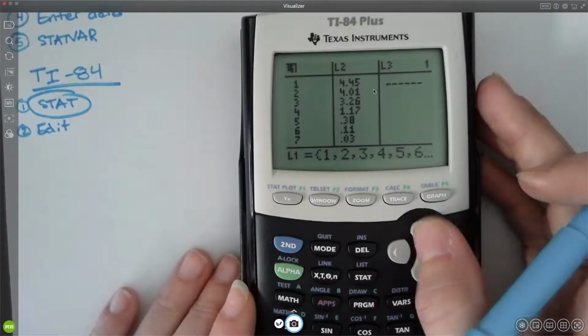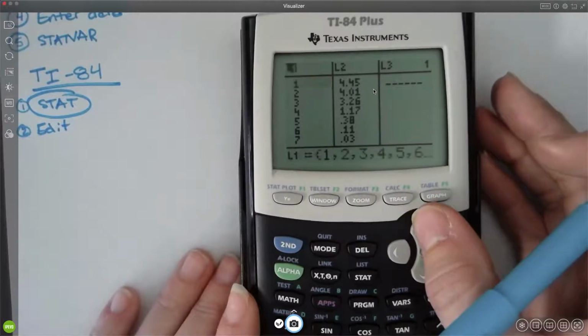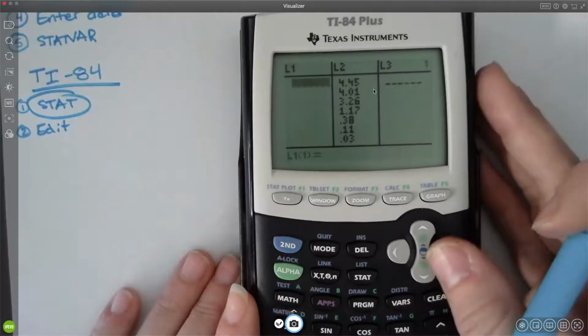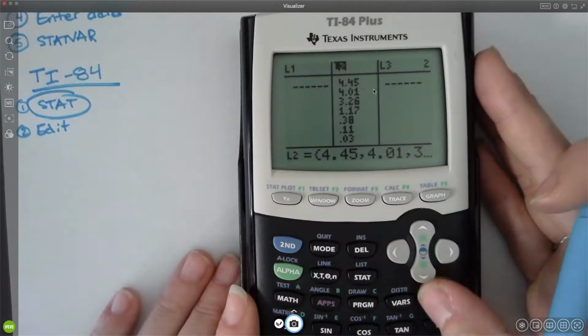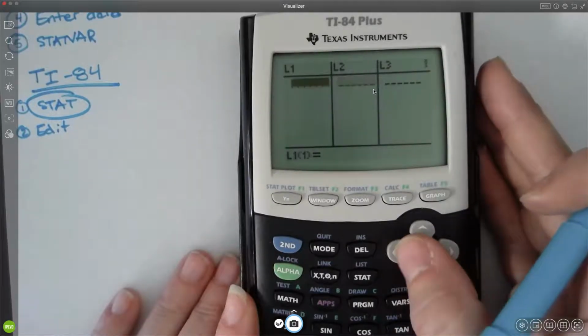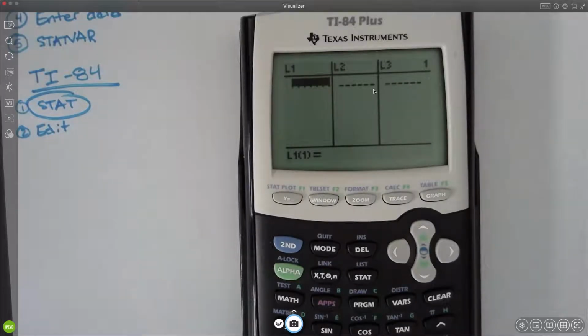So I have stuff in list 1 and list 2. To clear out my lists, I'm going to go up to list 1, hit the clear button, enter. Go over to list 2, hit the clear button, clear, and enter. Now my list 1 and list 2 are cleared out. If you don't have anything in your list 1, list 2, then you're good to go.